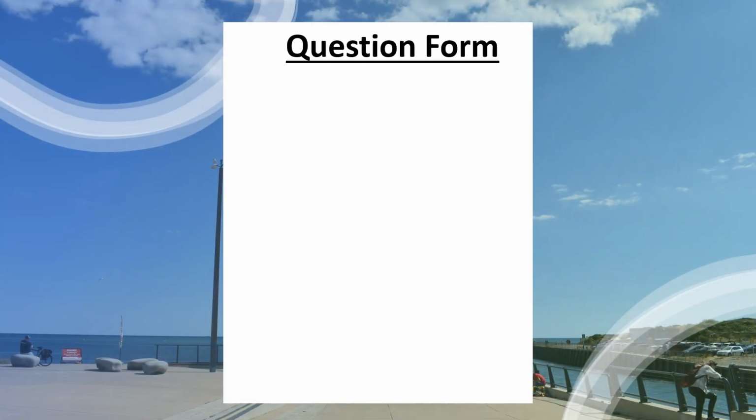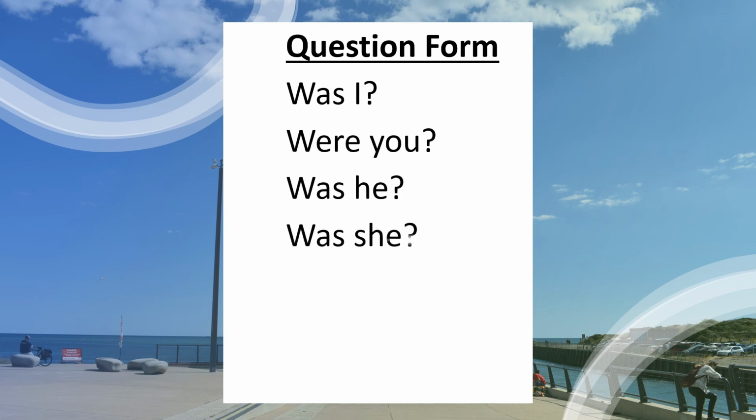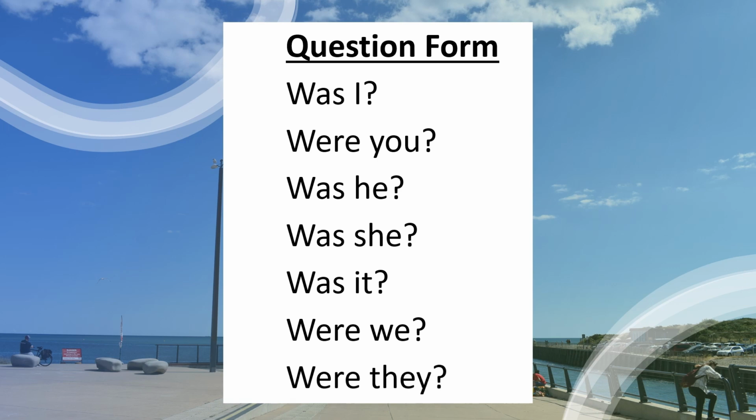Let's take a look at the question form now. For questions, we start with was I? Were you? Was he? Was she? Was it? Were we? And were they? So note, for I, he, she, and it, again we say was. And for you, we, they, we use were. It's important to remember the form.